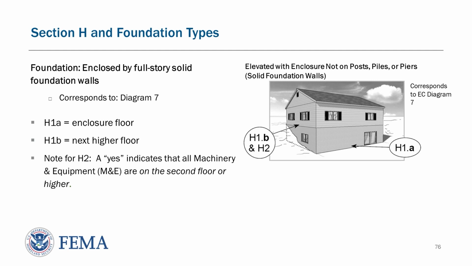For a building that is on a foundation enclosed by full-story solid foundation walls, that's diagram 7, H1A is the enclosure floor. H1B is the next higher floor, in this case, the second floor. A yes in H2 indicates that all machinery is on that upper floor.